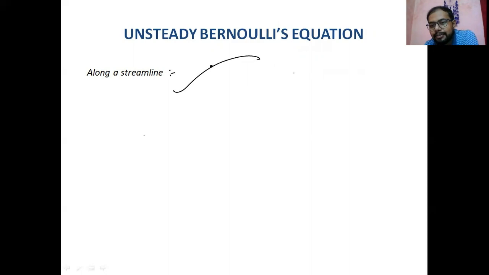Along a streamline, let the unit vector be ES. Any velocity vector we can write as the magnitude times the unit vector. And the length vector dL along the streamline is ds, the magnitude, times the direction; both are the same.